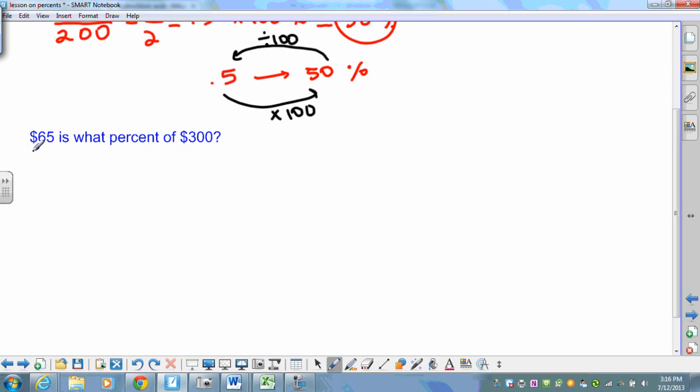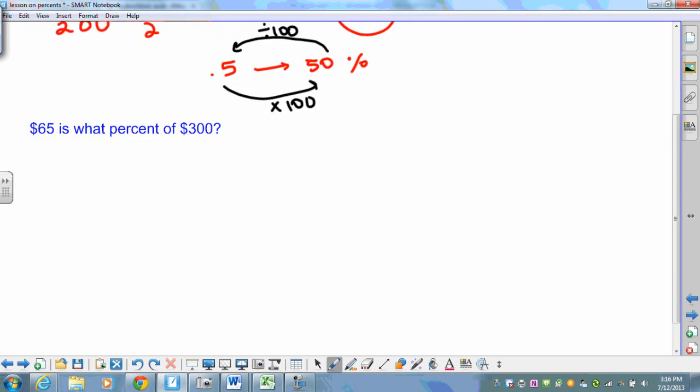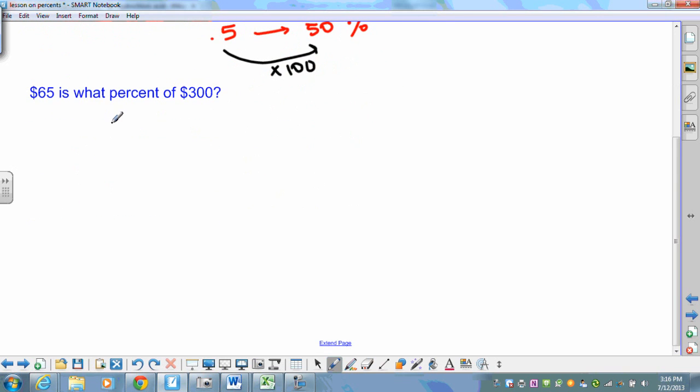Okay, similar question, numbers that are a little bit messier. 65 is what percent of 300? So we're going to compare 65 against 300. Again, this will give us a decimal. To leave it in percent form, we need to multiply it by 100, and that will give the answer in percent. So all we have to do is 65 times 100 over 300.